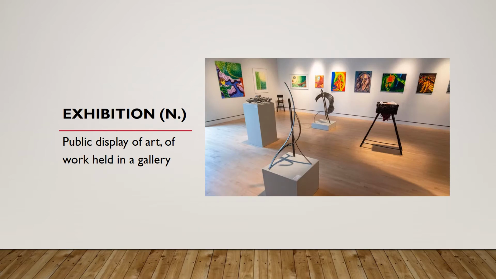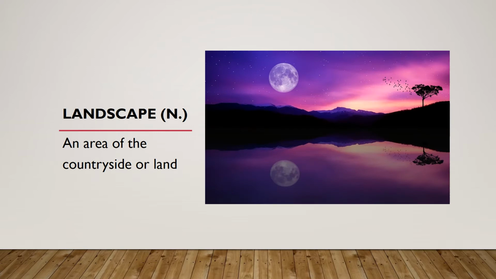Exhibition. Exhibition is a noun which means public display of art, of work held in a gallery. Exhibition. Landscape. Landscape is a noun which means an area of the countryside or land. The landscape here is of the moon, for example, reflected on a lake. Landscape.